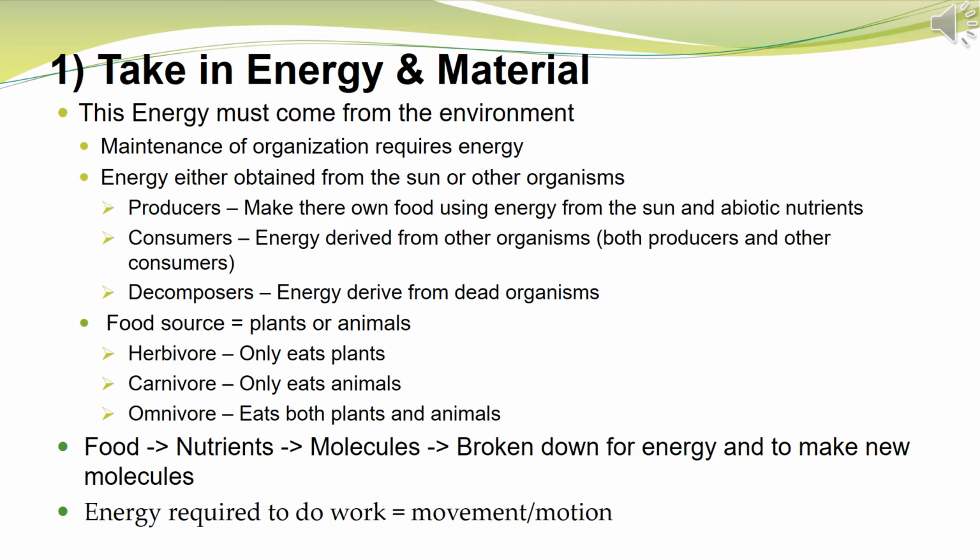And there are three categories that organisms are divided into based on how they obtain their energy. The first one is producers, and they make their own food using energy from the sun and abiotic nutrients from the soil.